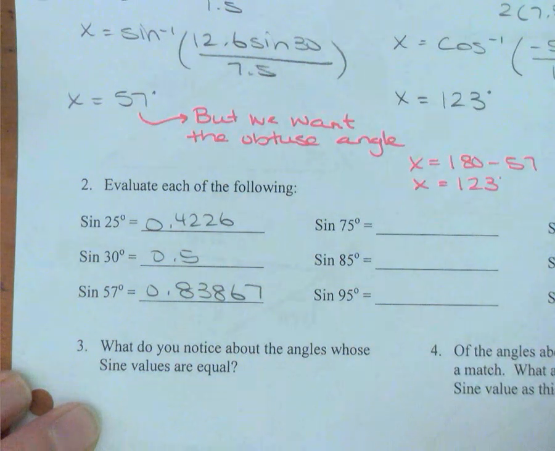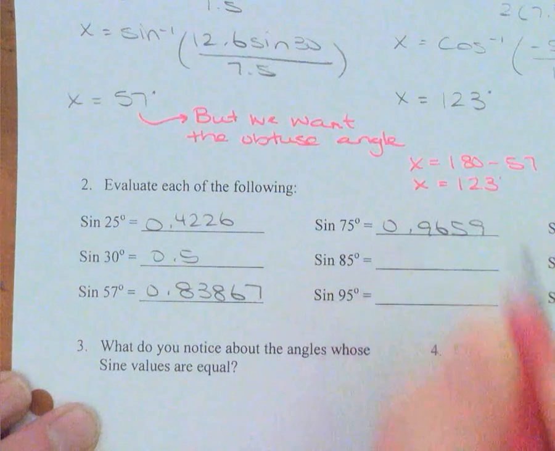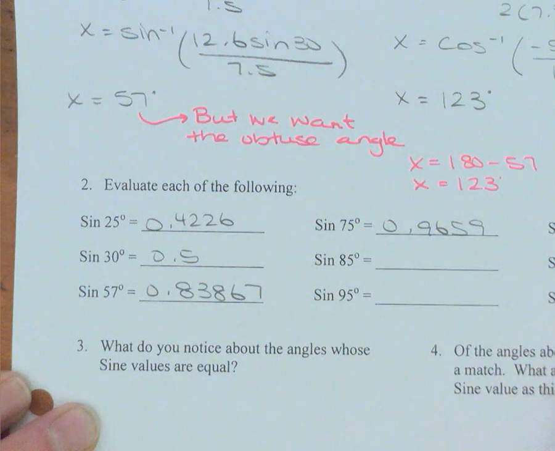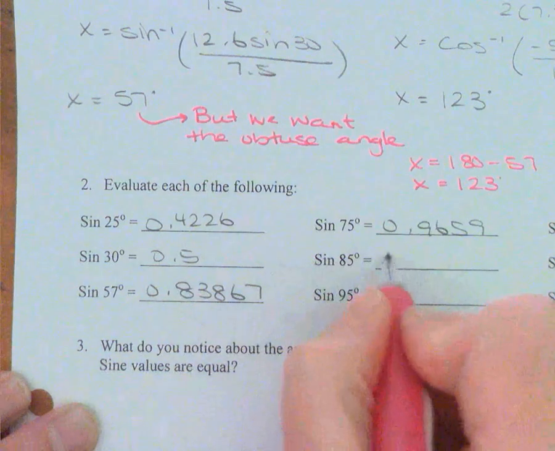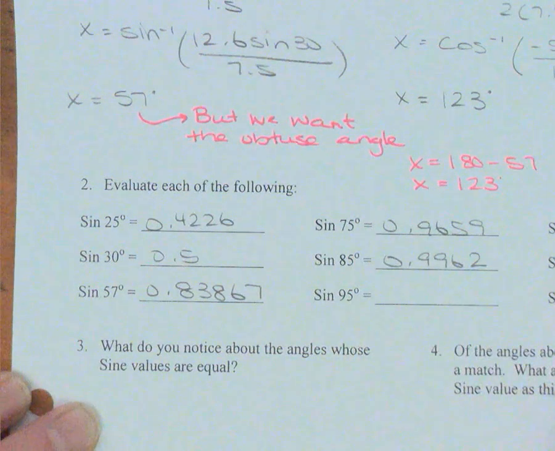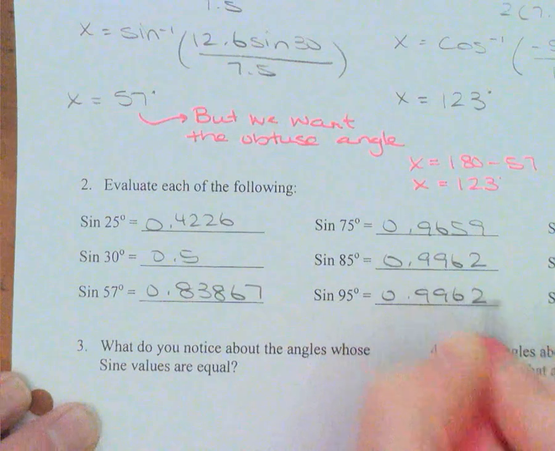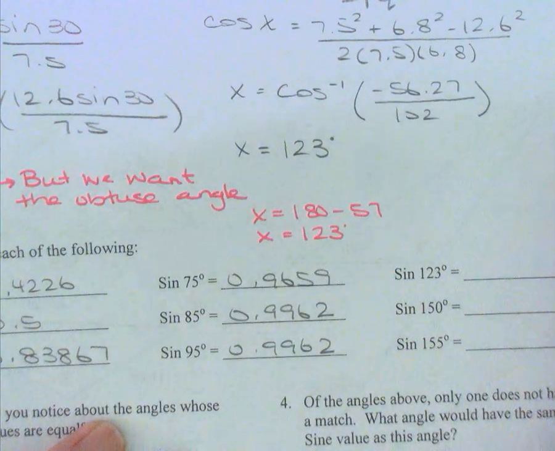I'm going to try sine 75. So I want to do sine of 75. And I get 0.9659. And I'm going to keep going. I'm going to do the last column now.